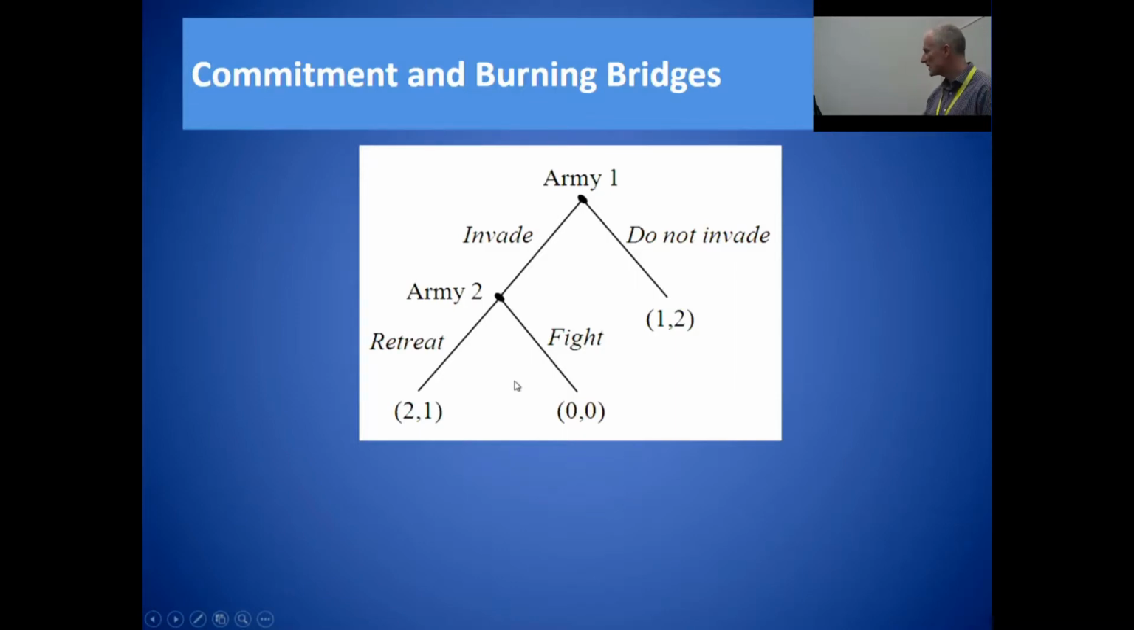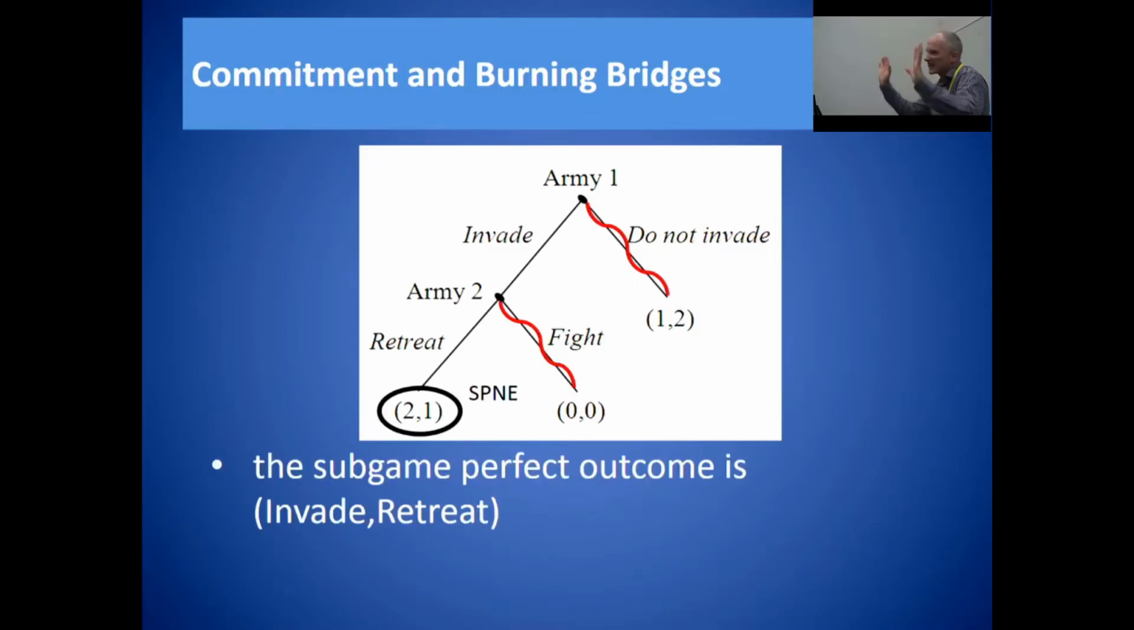And so what did we say the outcome of this game was? In that game of market entry, it was in, acquiesce. Here, because we've changed the label slightly, it's invade, retreat. But that is the sub-game perfect outcome of this game. And what does it mean? I want to bring this back again to the idea of commitment. That sub-game perfect outcome that we identify here means that Army 1 gets its most preferred outcome.